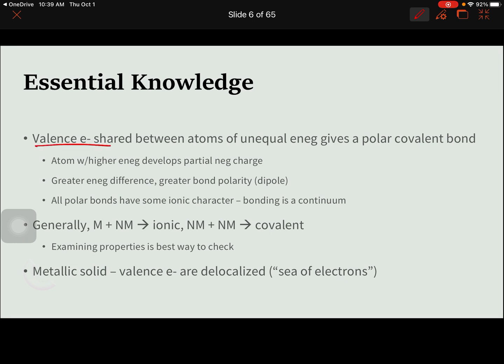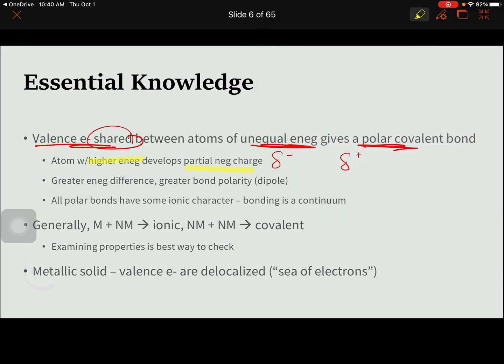If you have valence electrons shared and the atoms have unequal electronegativity values, that gives you a polar covalent bond. With a polar covalent bond, the atom with the higher electronegativity value, which you would be able to predict based on its position on the periodic table, has a tighter pull on the electrons involved in the bond. That element would have a partially negative charge. It is depicted with this symbol. And then the element with a lower electronegativity, conversely, would take on a partial positive charge, like that.